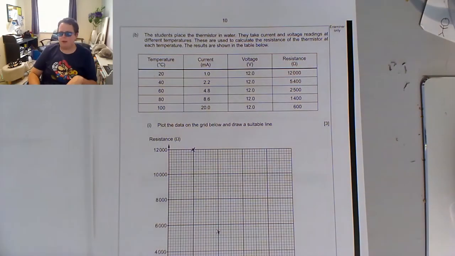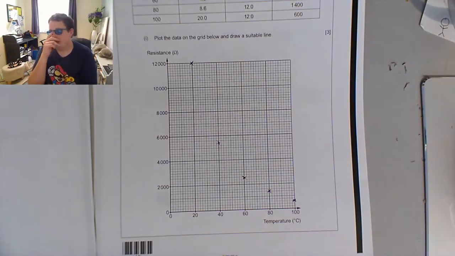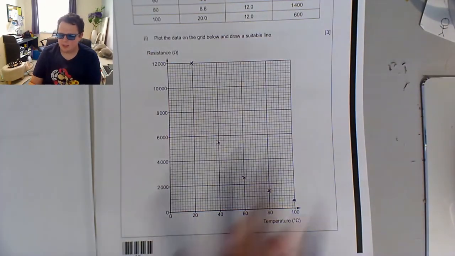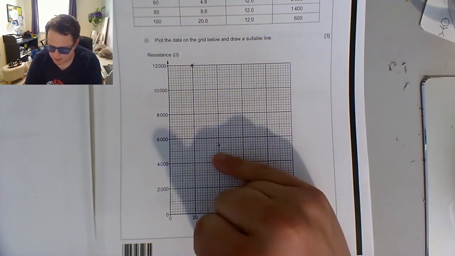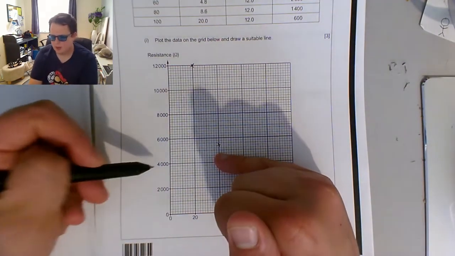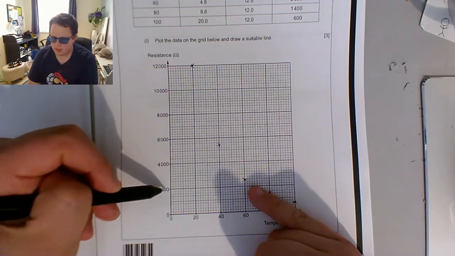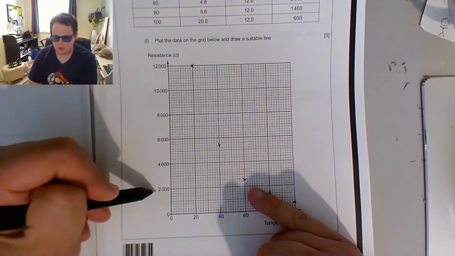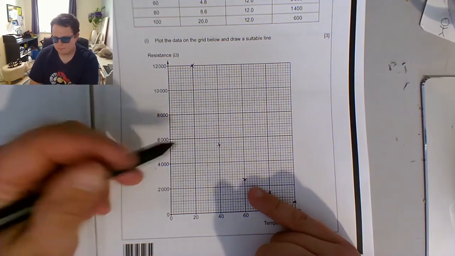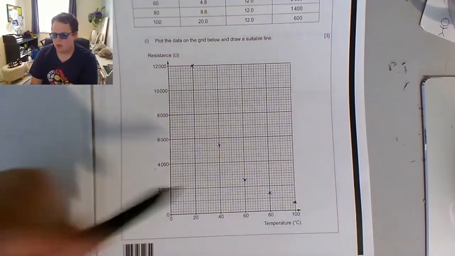Now, a couple of common pitfalls that students fall into here is 2,500, for example. People would put it smack bang in the middle, but take care on these axes. This goes from 2,000 to 4,000, not 2,000 to 3,000. So it's not smack bang in the middle. It's going to be a quarter of the way up, 2.5 boxes.